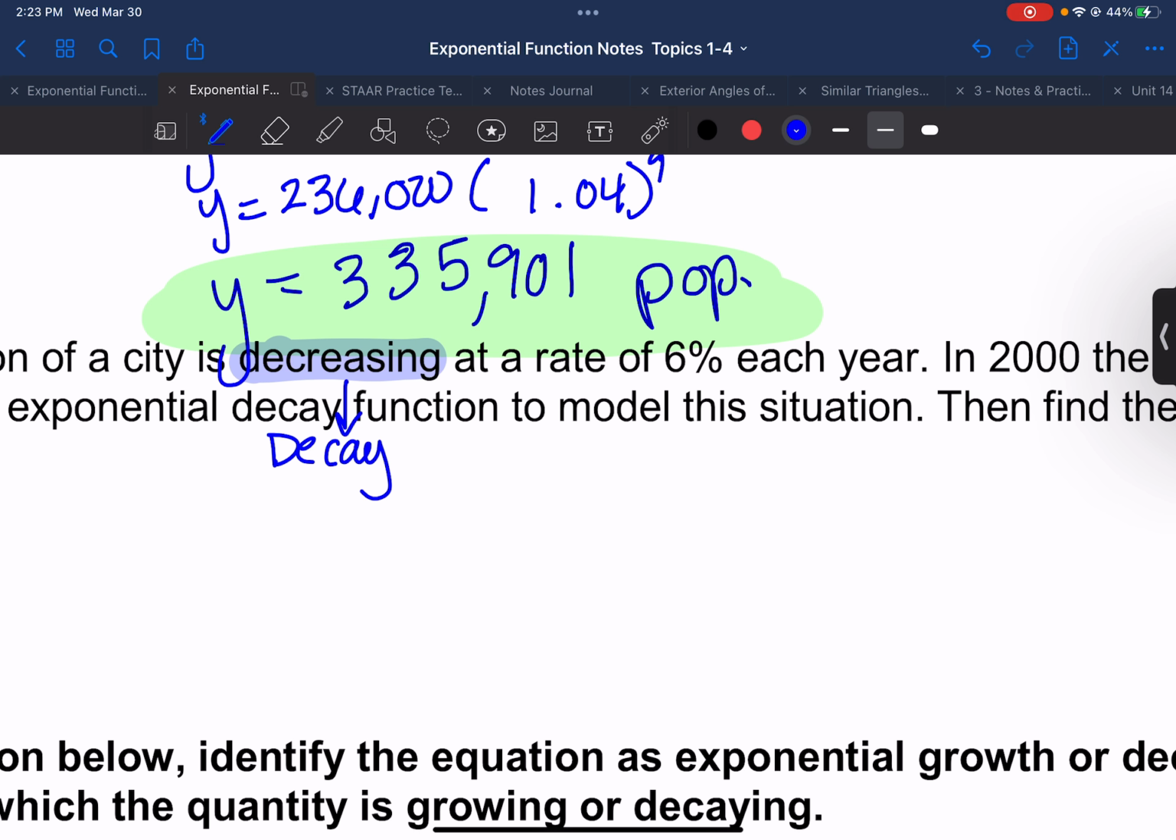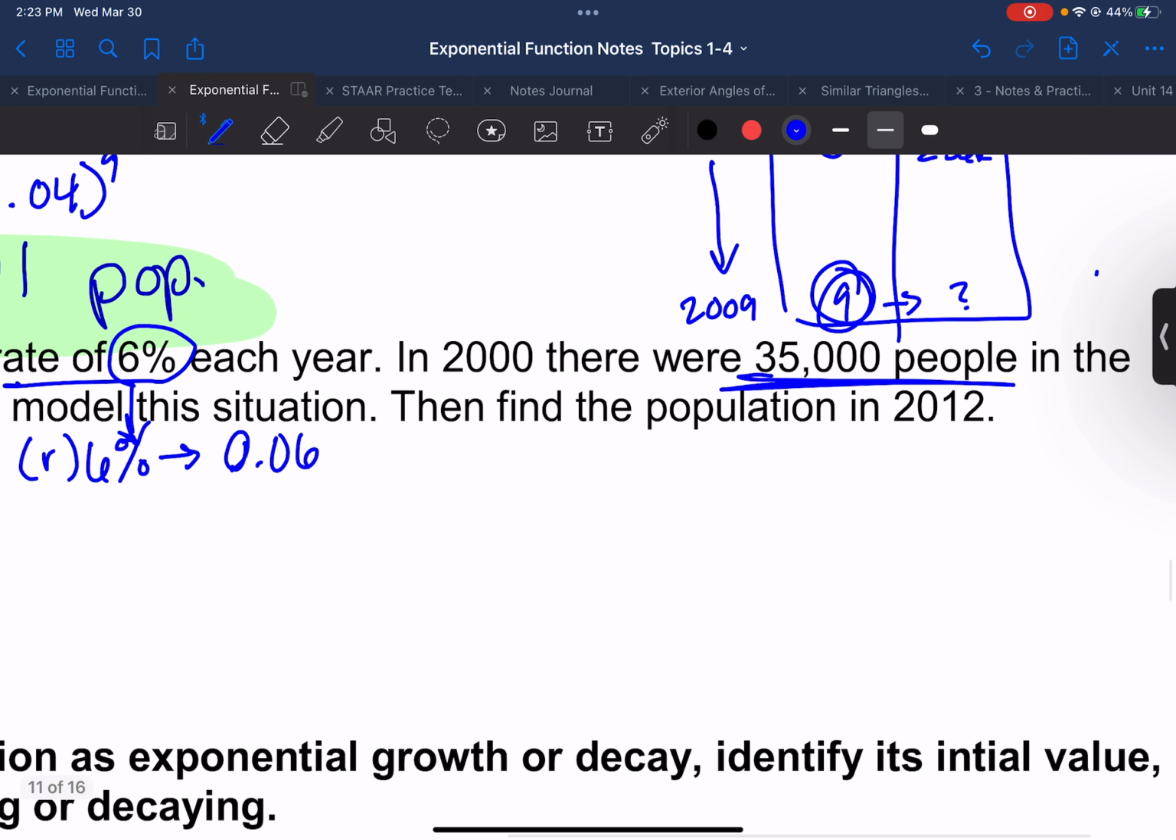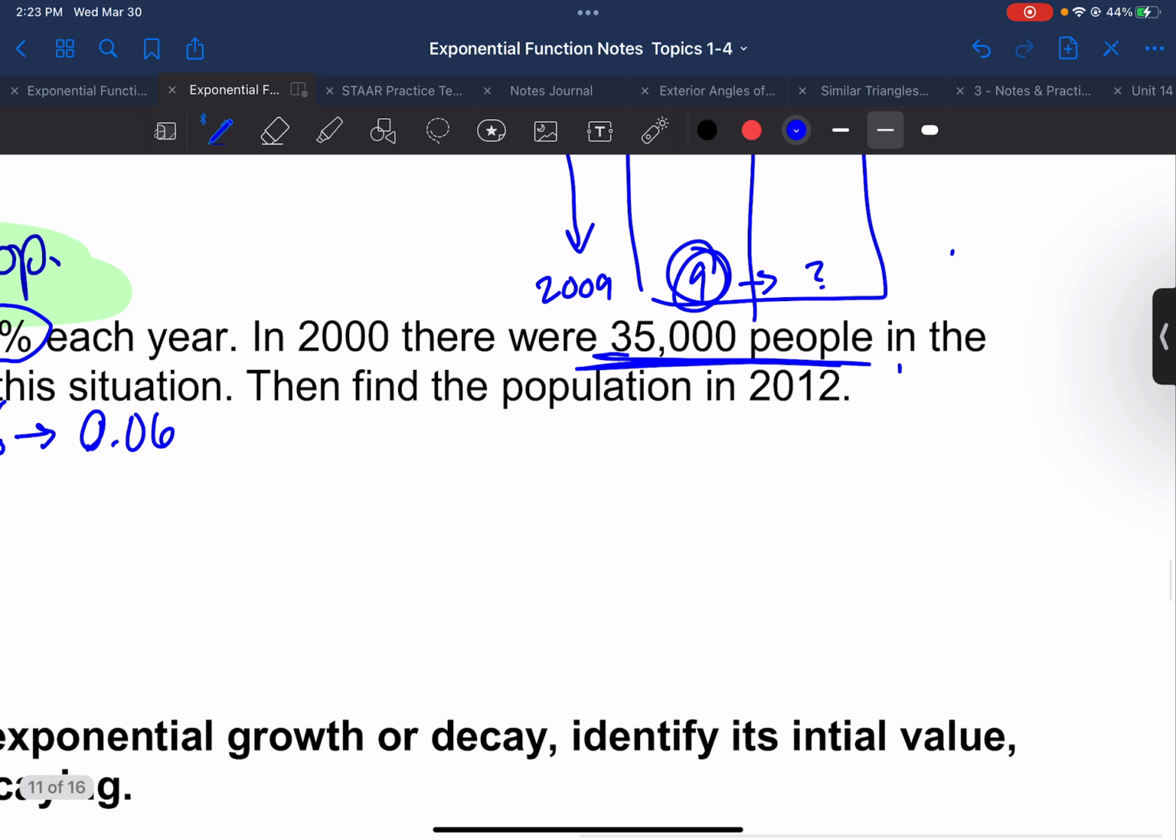All right, then at a rate of 6%, how do I write 6% as a decimal? So 6%, what is that as a decimal? That's going to be 0.06. We found my rate, which is my r value. All right, then it says in 2000, there were this many people right here, 35,000 people. This is my a value, because this is the initial value they've given us.